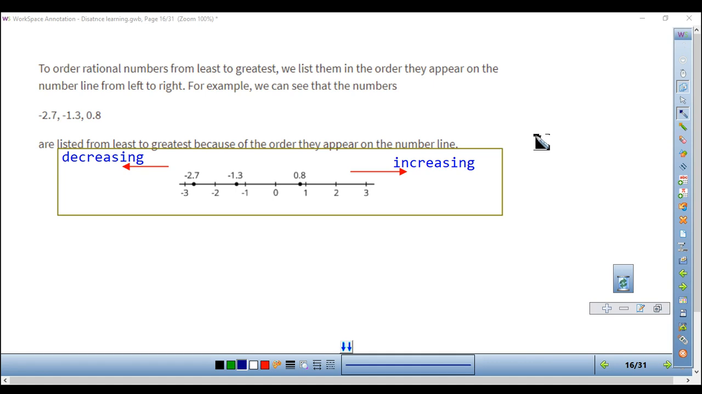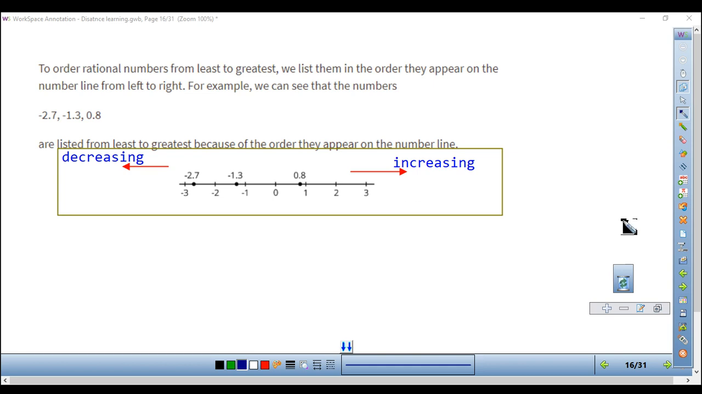So a couple of things. I'm going to keep this video quite short, I think, because I want you just to explore on your own. To order rational numbers from least to greatest, we list them in the order they appear on the number line from left to right. As you can see from the number line, and you should already be familiar with this, the numbers decrease as you move left and they increase as you move right. So when you're ordering, you put them in the same order. And obviously this is for a horizontal number line. If it was a vertical number line, it would decrease going down and increase going up.